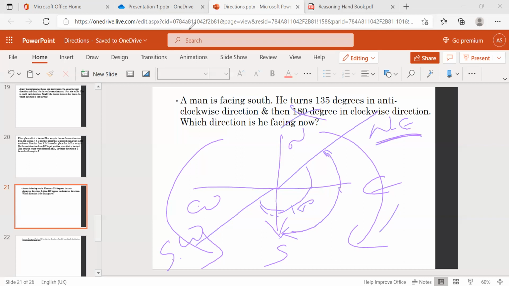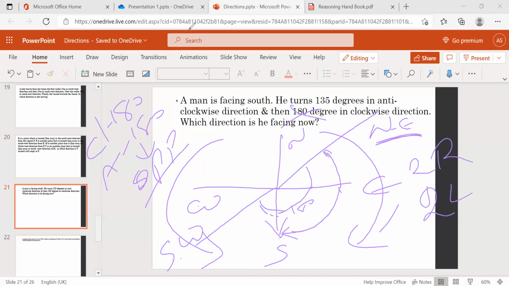So no need of calculating with 180. I already told you in the first classes, if it is clockwise or anti-clockwise, 180 degrees is nothing but exactly the opposite direction, or 2 rights or 2 lefts are also exactly opposite. Do you remember this? Just recalling this. So 180 degrees clockwise, that may be anti-clockwise, that may be 2 times right, 2 times left. It's the same. What is that? Exactly opposite to the current direction.